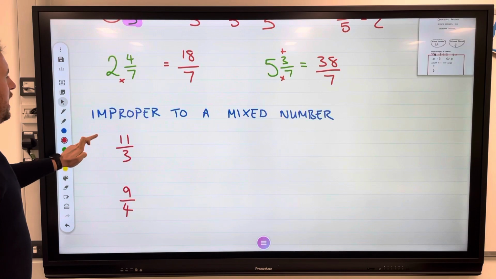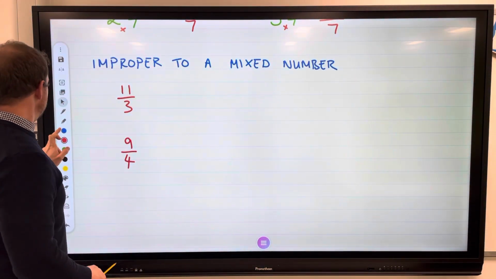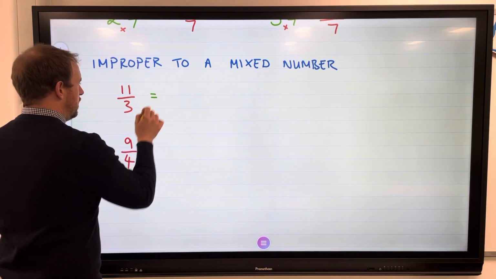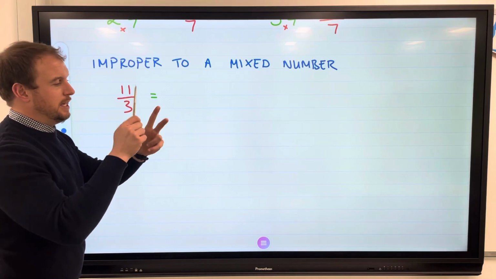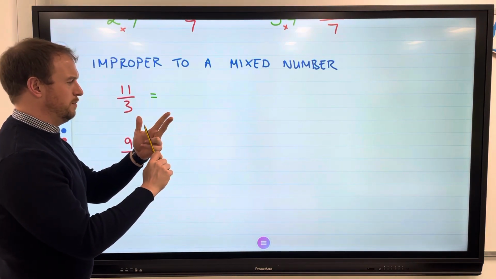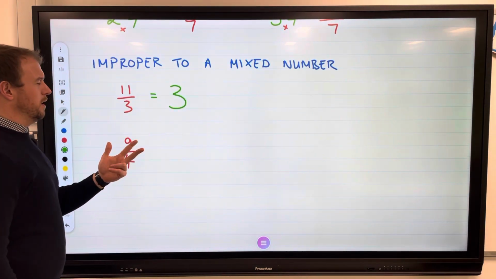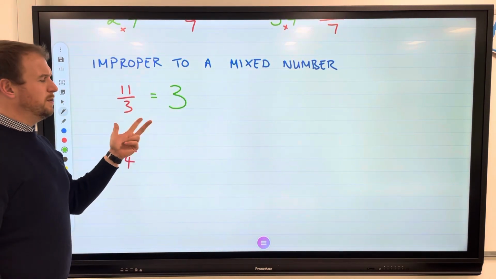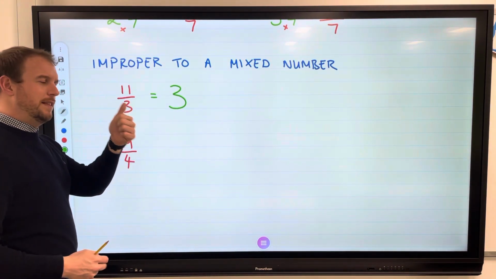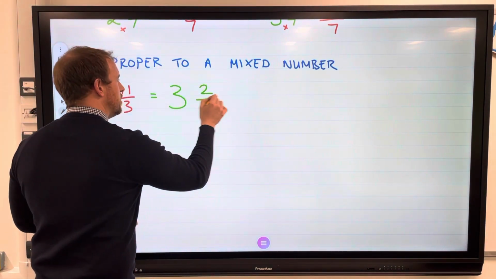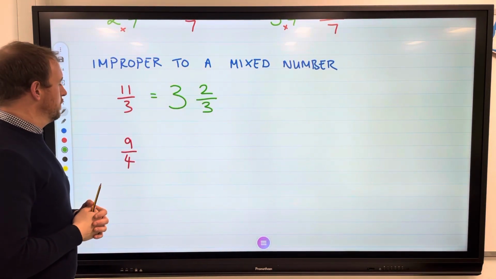The other way then, an improper fraction to a mixed number. How many times does 3 go into 11? Well, 3, 6, 9, 12. 12 is too many. 3, 6, 9. So that's 3 as a whole number. 3 3s are 9, but I need 11. So that means I've got 2 left over. So I've got 10, 11. So 2 left over, and the 3 on the bottom stays the same.